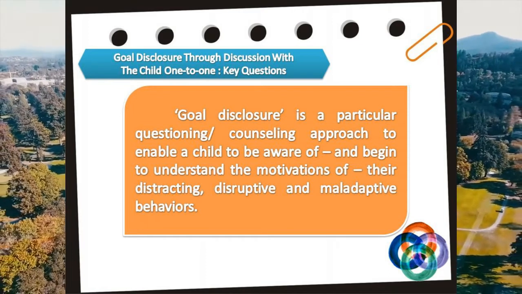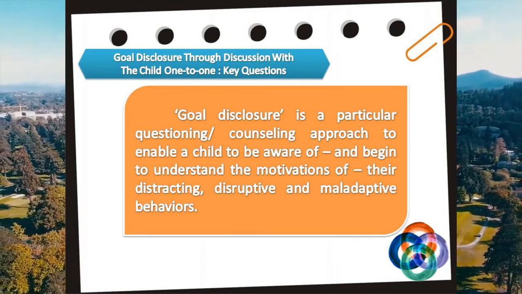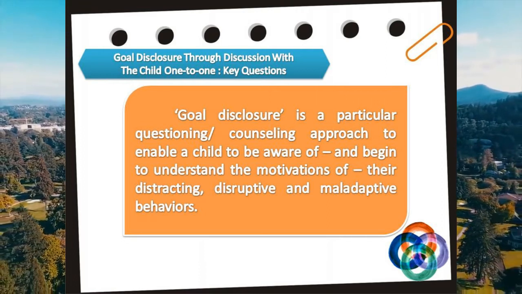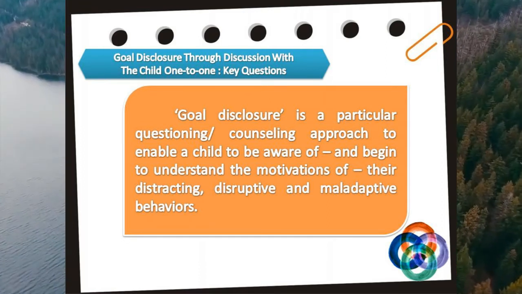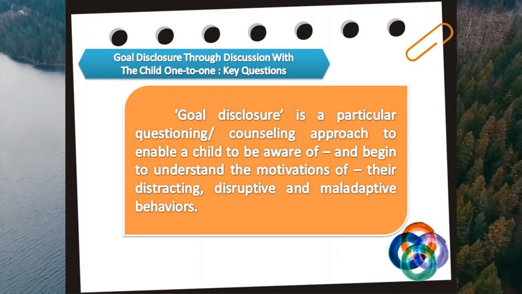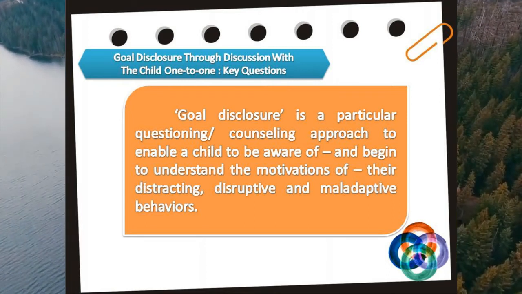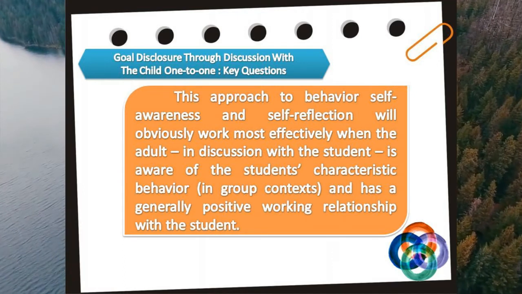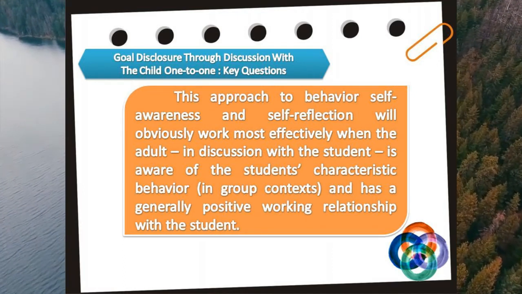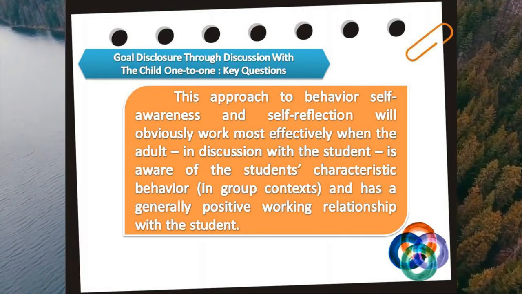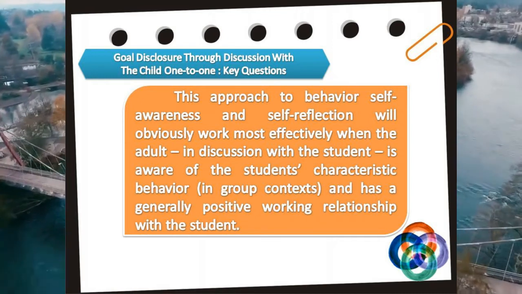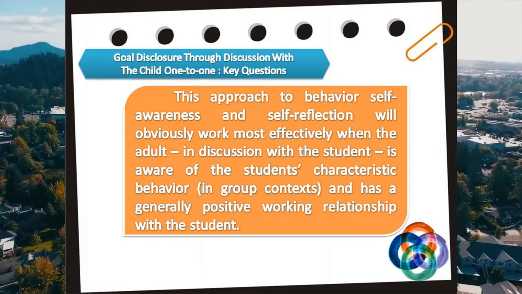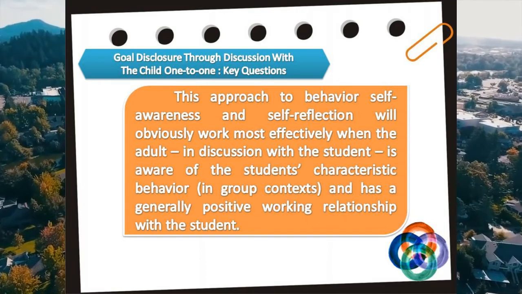Next, goal disclosure through discussion with a child one-to-one. Goal disclosure is a particular questioning or counseling approach to enable a child to be aware of and begin to understand the motivations of their distracting, disruptive, and maladaptive behaviors. This approach to behavior self-awareness and self-reflection will obviously work most effectively when the adult, in discussion with the student, is aware of the student's characteristic behavior and has a generally positive working relationship with the student.